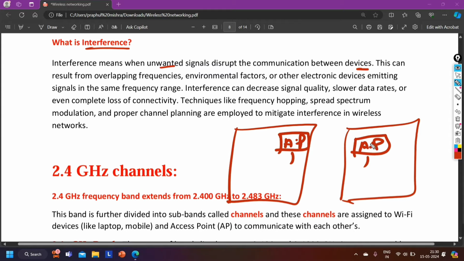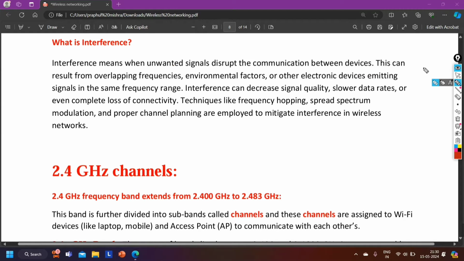Because if my neighbor's AP and my AP are both working on the same channel, then there is a chance of interference. There can be disturbance, because this AP is going to transmit signal on the same channel, and this AP is also going to transmit signal on the same channel. So there will be overlapping, and in the overlapping area we will have disturbance, and that disturbance is known as interference. Don't worry about it. Soon you are going to understand how these two APs are going to overlap with each other.